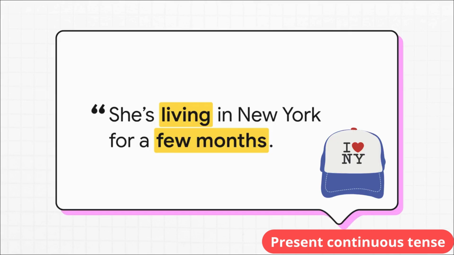Okay, have a look at this one. She's living in New York for a few months. Is she living there this exact second? Well, maybe she's at work. Maybe she's sleeping. The point is, the action is temporary. It's happening around now, but not forever. It's the perfect tense for this.